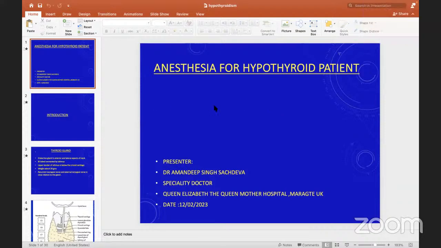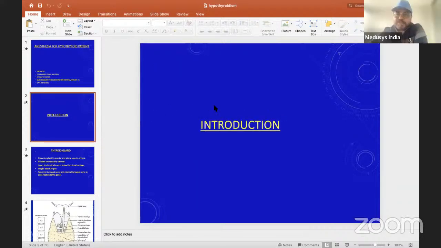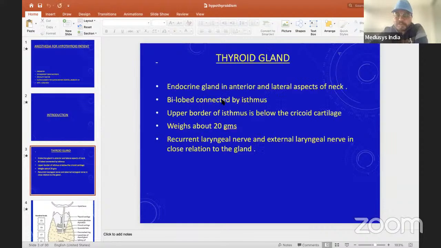Yes, sir. Okay, so let's start with the anesthesia for hyperthyroid patient. First of all, what is thyroid? The thyroid gland is an endocrine gland in the anterior and lateral aspects of the neck. It is bilobed, connected by an isthmus. The upper border of the isthmus is below the cricoid cartilage, and it weighs about 20 grams. The most important thing is the nerves in association with the thyroid gland: the recurrent laryngeal nerve and the external laryngeal nerve are in close relation to the gland. Why are they so important?